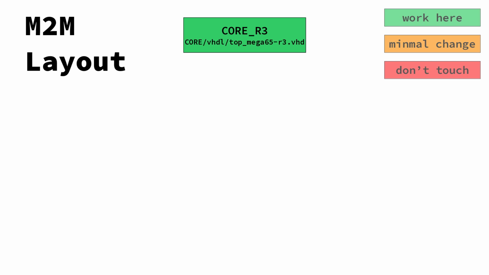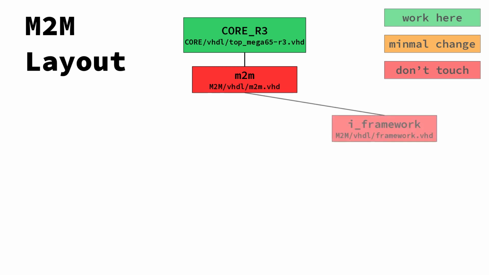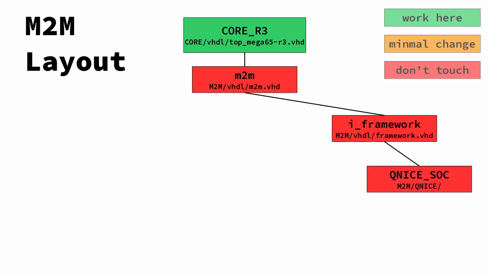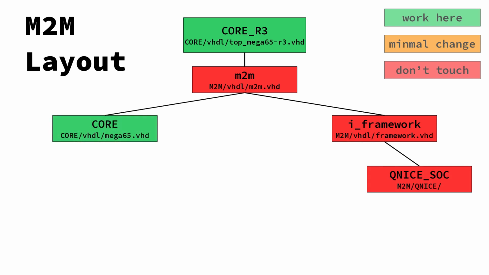The core instantiates only one other entity, which is the M2M framework. This glues together the M2M framework and the core of your project. To do this, it instantiates iFramework, which in itself contains things like the analog and digital rendering pipeline, the HyperRAM controller, and the QNICE CPU. On the other hand, M2M also instantiates your core. It is the top file of the user space and a lot of things happen inside.